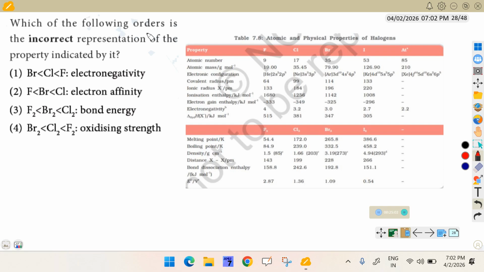Which of the following orders is an incorrect representation of the property indicated by it? Electronegativity is correct only. Electron affinity is wrong. See, the second element's electron affinity is more compared with the first element. Electron gain enthalpy of chlorine is more. Chlorine comes after, chlorine before fluorine, fluorine before bromine.